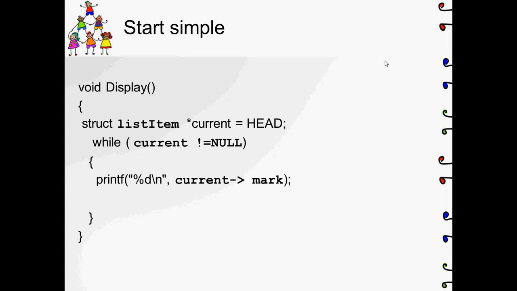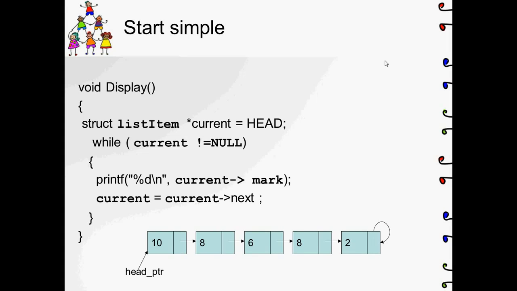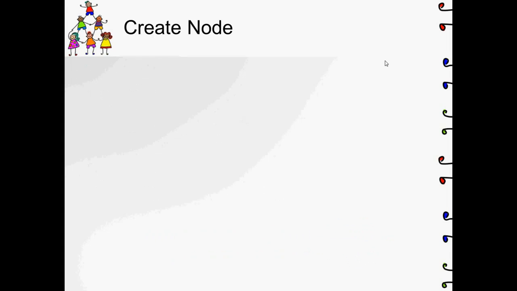Let's display the things. Let's start with the head, and until it's null, we print the current element's mark and then move the pointer. It starts with the head pointer, prints, goes to the next, and goes to the next, like that, until it reaches null. Meanwhile, we are printing the values. So that's about the thing. Let's go back and create a node.